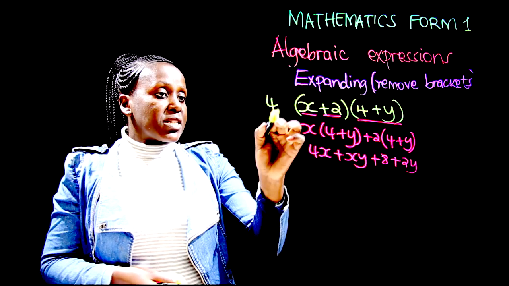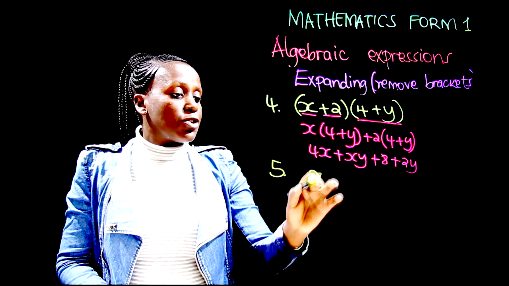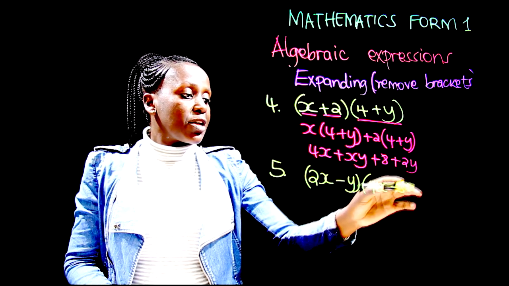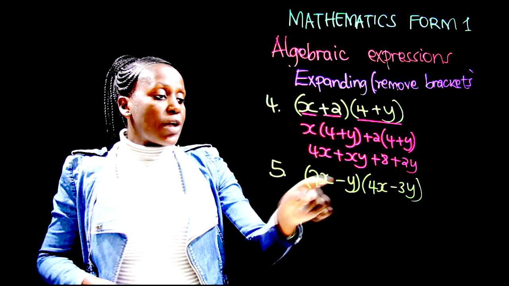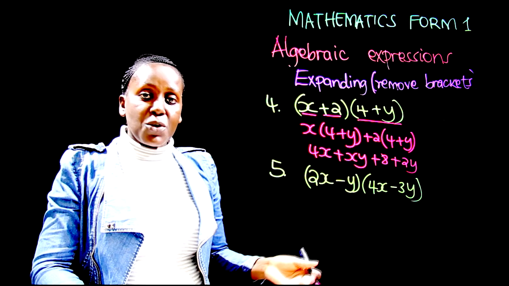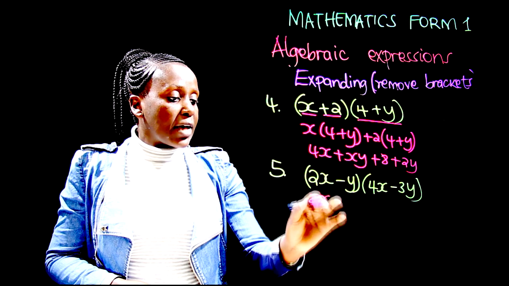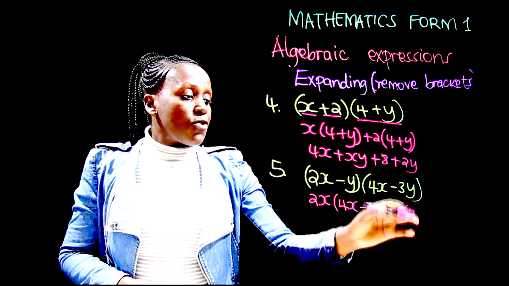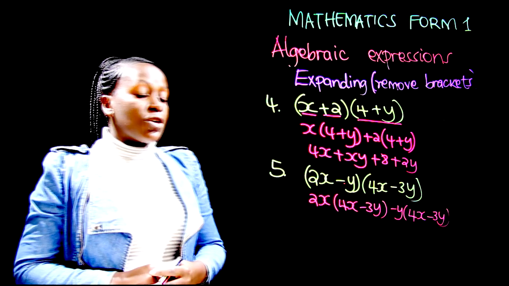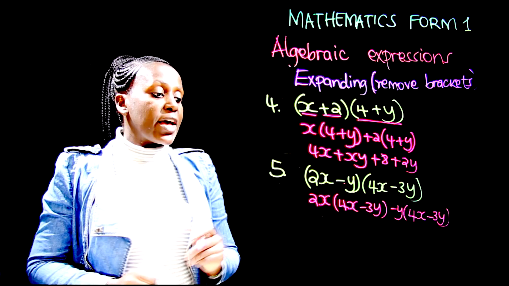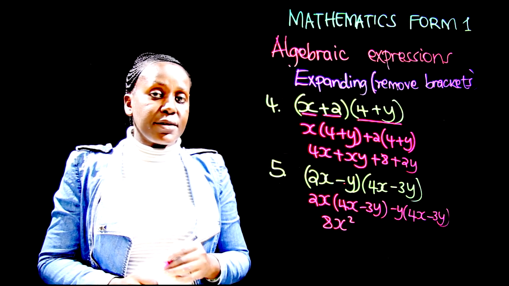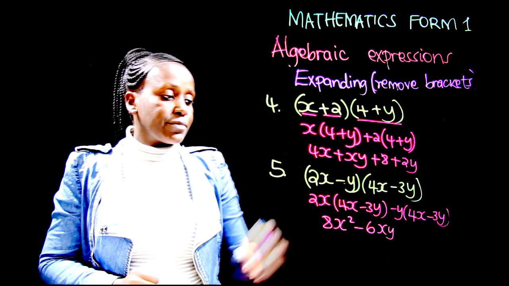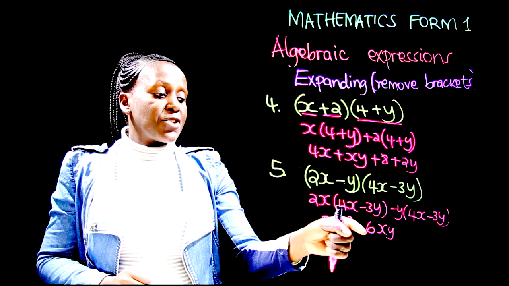Now, let's look at another example of this nature. So number 5, we have 2x minus y multiplied by 4x minus 3y. So again, 2x minus y is multiplying 4x minus 3y. So we can separate the two into 2x multiplied by 4x minus 3y, then minus y into 4x minus 3y. So opening the brackets, we have 2x times 4x, which is 8x squared. 2x times negative 3y, which is negative 6xy. So 2 times negative 3 gives you negative 6.